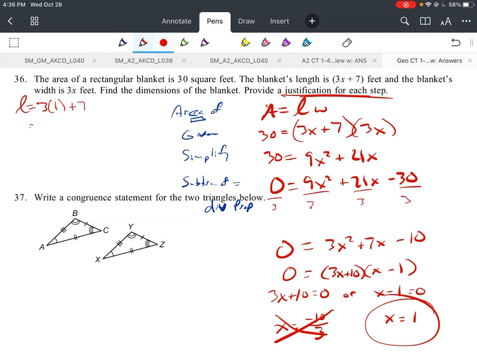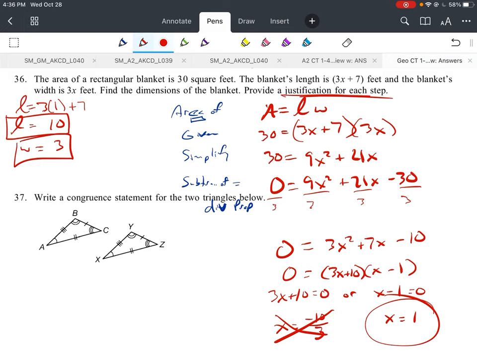Okay, and then your width when you plug it in is going to be 3 times x, so that's just 1... No, 3, excuse me. 1 times 3. So there we go. 10 and 3. So much fun.